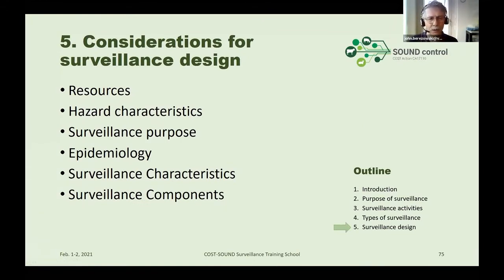So just now is sort of a hodgepodge or a collection of different things that we should think of when we're designing surveillance. So resources we just mentioned briefly, hazard characteristics, the purpose of surveillance, we've already talked about it, epidemiology of the pathogen, some of the characteristics of surveillance, and something about surveillance components.